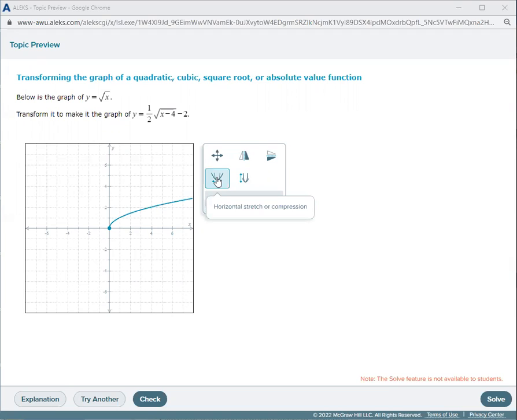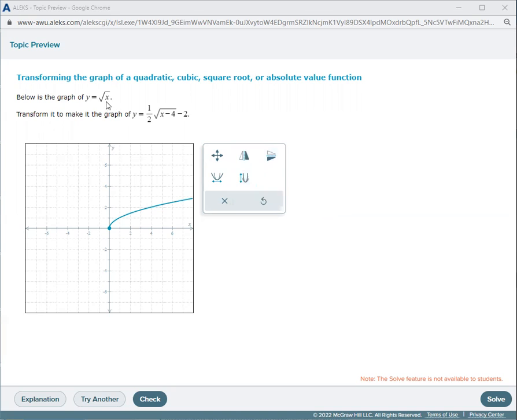One of the tools says horizontal stretch or compression. Ignore it. We don't need that one. We do need the vertical stretch and the reflections and the translation tool. Translating a graph means moving it up, down, left, right. And then reflecting is reflecting, stretching or compressing is right here.